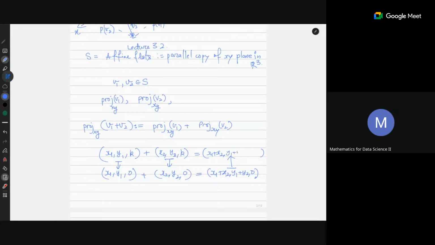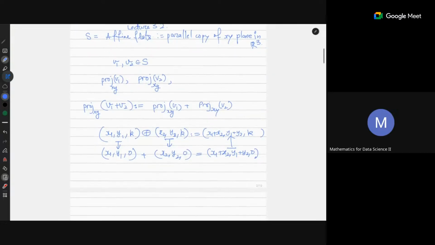So you are defining your addition. This is a special type of addition. It's not the usual addition. Let me circle it out. It's the addition that you are defining on this affine plane. Okay. So you're defining it to be like this. All right.